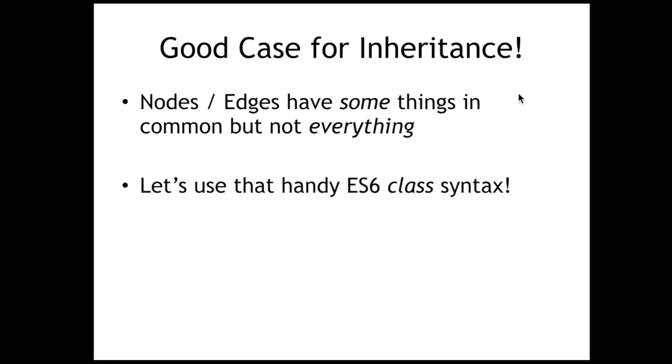So we know that nodes and edges have some things in common, but they don't have everything in common. So the things that they have in common we'll put in a base class, which we'll call a unit here, and everything that's separate functionality for the node and the edge will really create their own classes that extend from this base unit class. So let's use that handy ES6 class syntax.